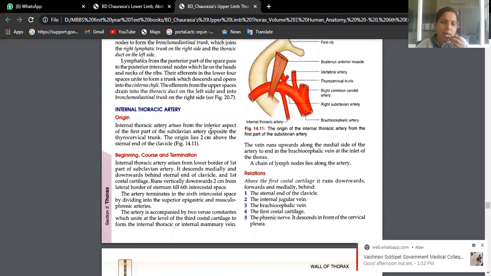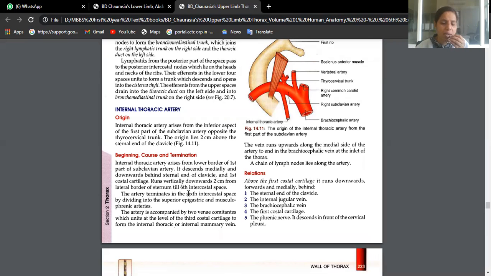Internal thoracic artery arises from the inferior aspect of the first part of subclavian artery, opposite to the thyrocervical trunk. It lies 2 centimeters above the sternal end of the clavicle, and it descends downwards. It runs on the interior side of the thoracic cage vertically downwards, 2 centimeters from the lateral wall of sternum, till the 6th intercostal space, where it finally terminates into two. What are those? Superior epigastric and musculophrenic.